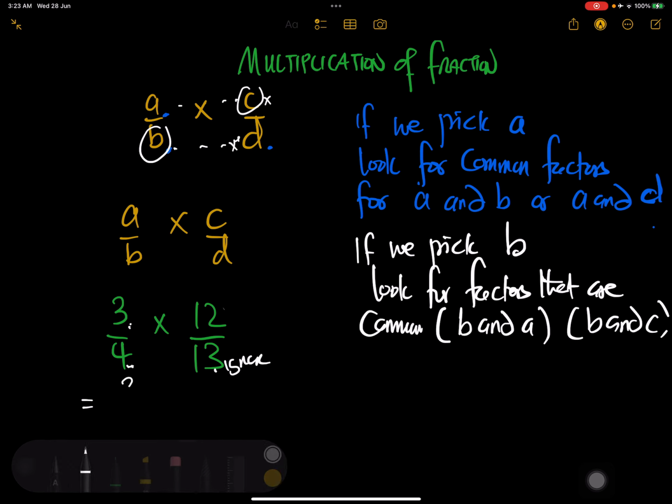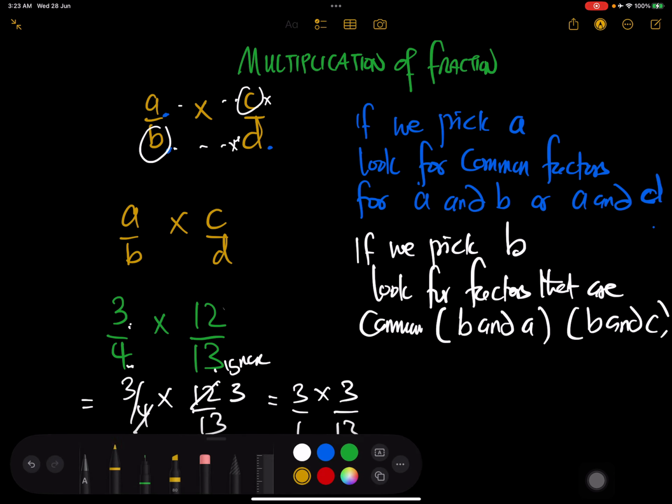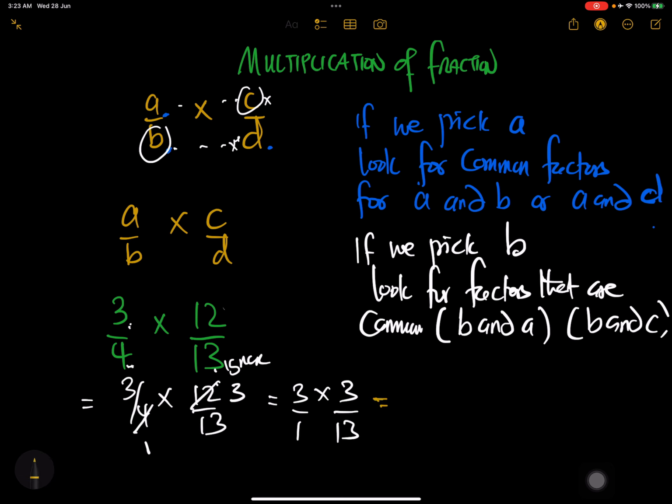We have 3 over 4 times 12 over 13. 4 goes into 4 once, and goes into 12 three times. So we end up getting 3 over 1 multiplied by 3 over 13. Here there's nothing more we can do, no more common factors. So we multiply the numerators, which is 3 times 3, and divide by 1 times 13, multiplying the denominators. When there are no more common factors, we get 9 divided by 13.